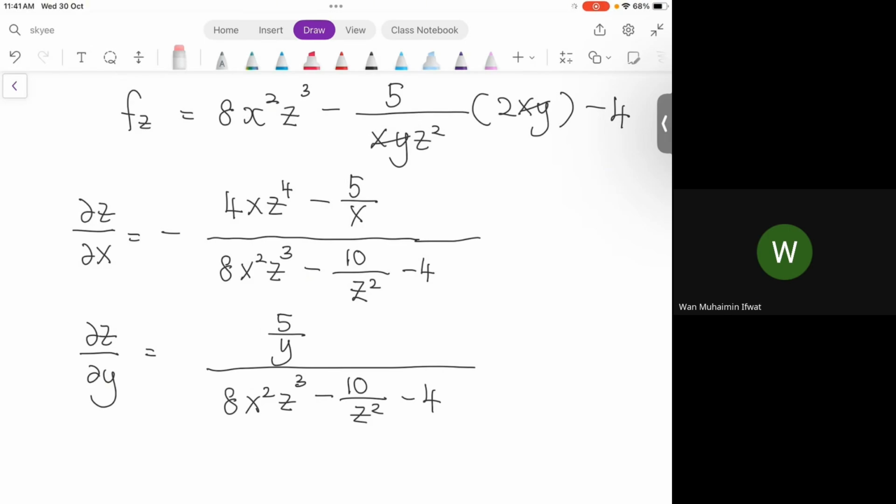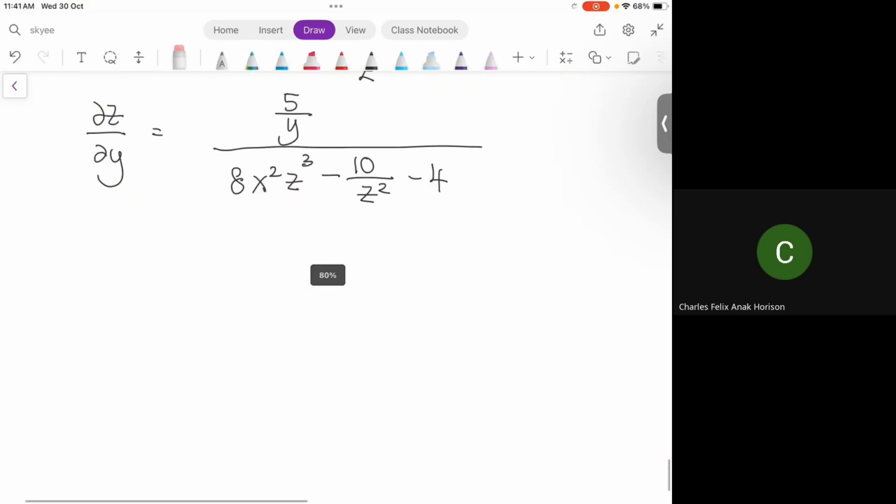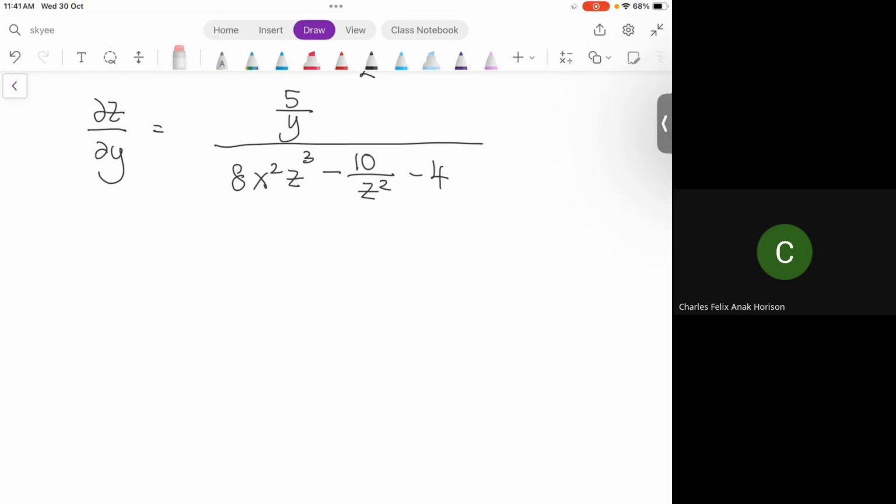So any more questions for these implicit partial differentiations? Do you want to try one more example? Yes, doctor, can. Okay, so we try one more example. Maybe we try question 8A. Okay, question 8A.